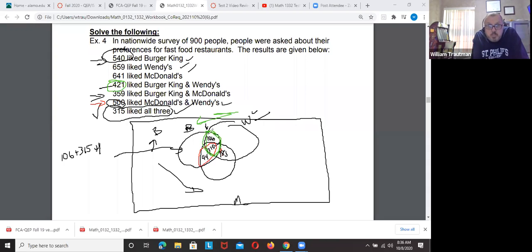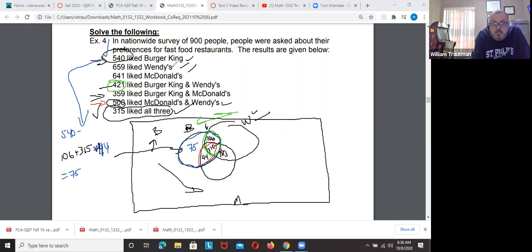This is blue. We're doing all of Burger King now. 106, 315 plus 44. And it has to add up to 540. So if I take 540 and I subtract 106, 315, and 44, I end up with 75. Do you see there are 75 more in Burger King?